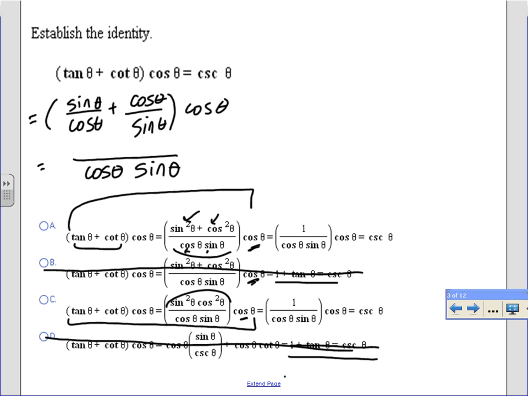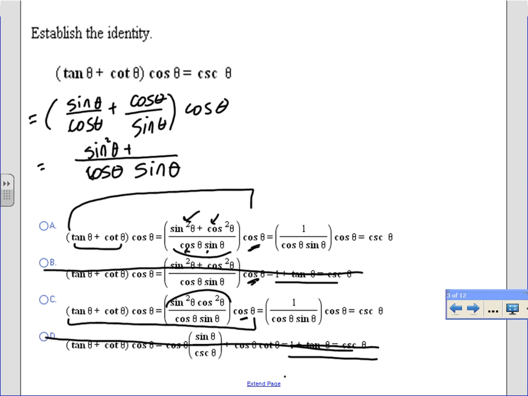And so now I went from cosine theta to cosine theta sine theta. So I had to multiply by sine theta. So I need to multiply my numerator by sine theta. So if I multiply the numerator by sine theta, that's going to be sine squared theta.